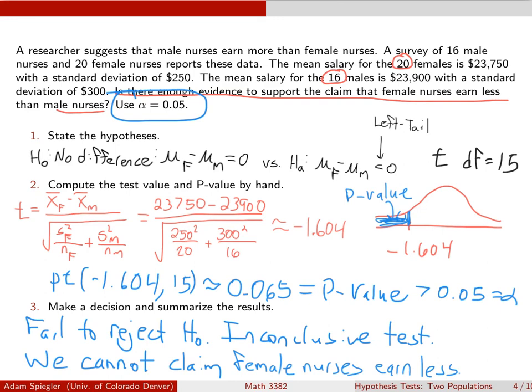So that's how we can run a hypothesis test for a difference of two means using the theory of the central limit theorem, as opposed to permutation tests that we did earlier in the semester.